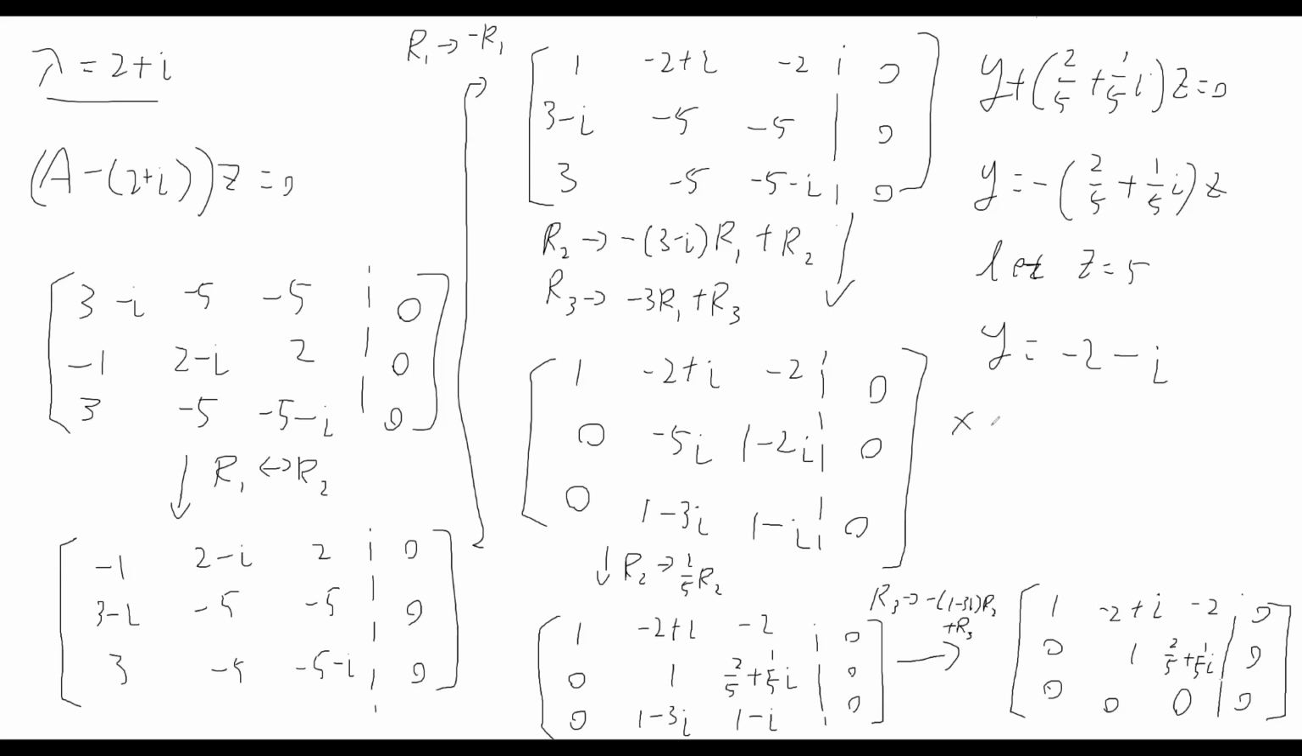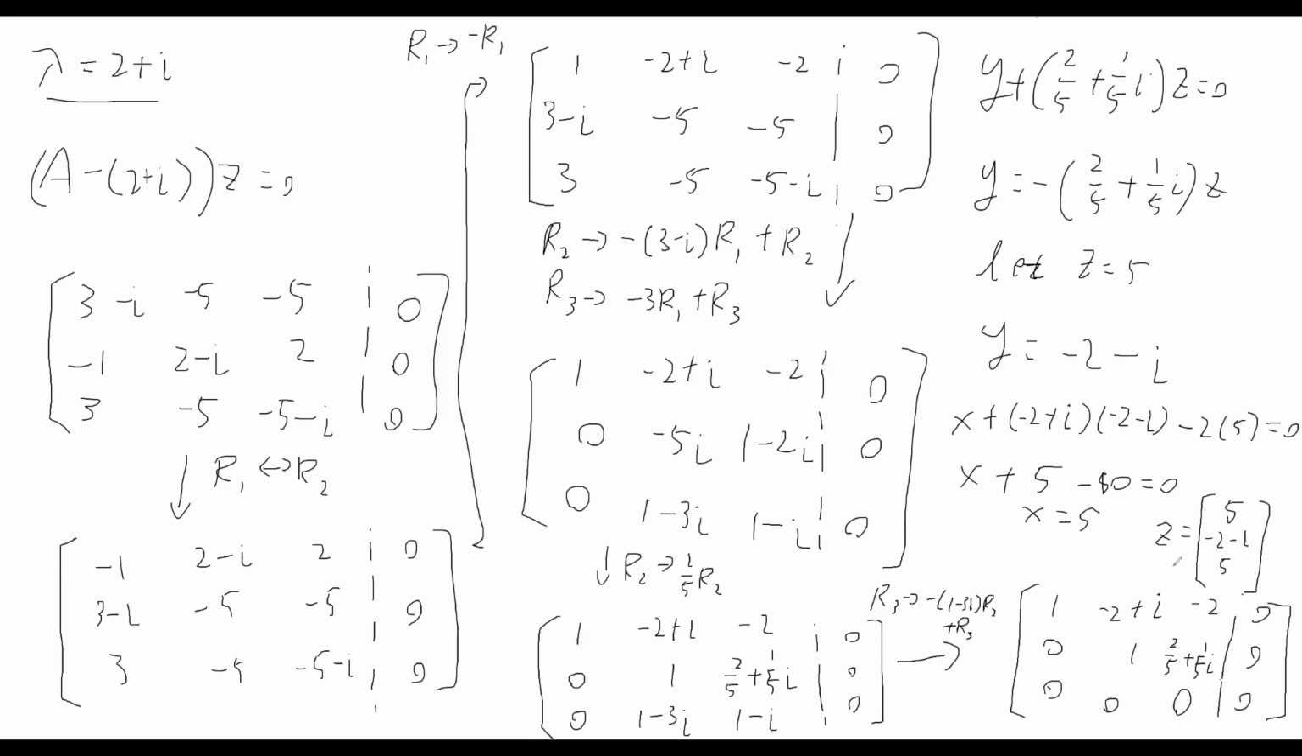So x plus negative 2 plus i times y, which is negative 2 minus i. Now they are conjugates of each other, so that's easy to find. Minus 2 times 5 is equal to 0. So x plus, conjugate, that's 4 plus 1, that's a 5, minus 10 is equal to 0. So x is equal to 5 as well. All right, so our complex eigenvector will be 5, negative 2 minus i, and 5.